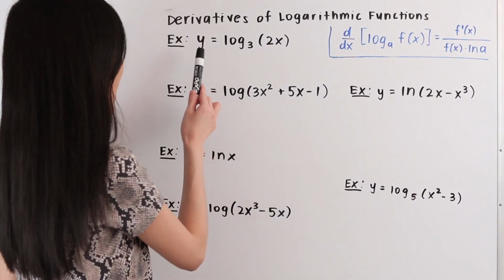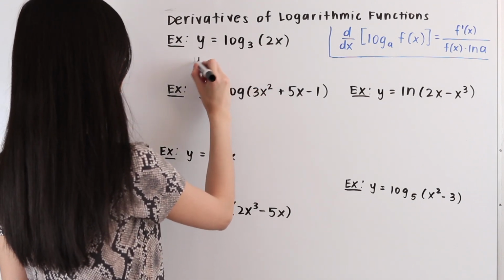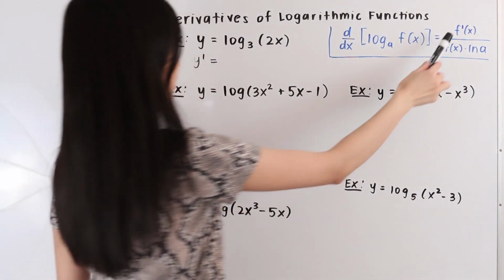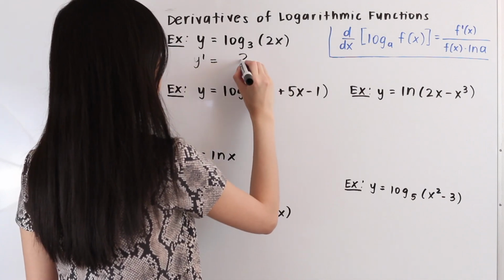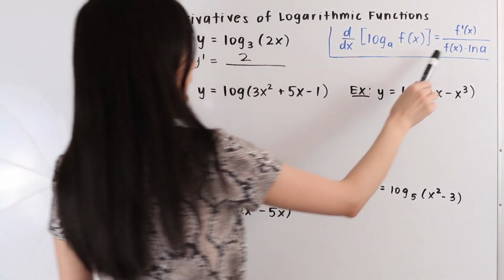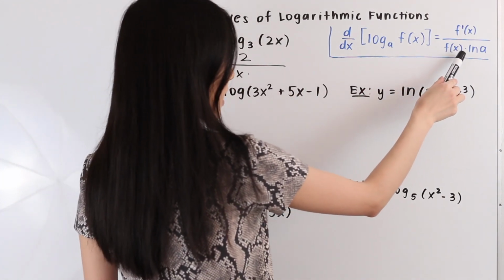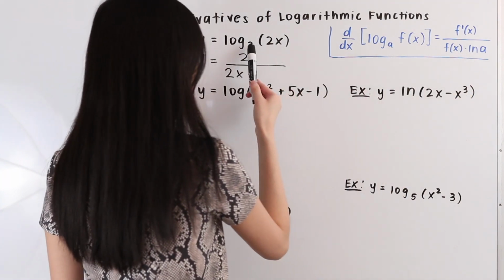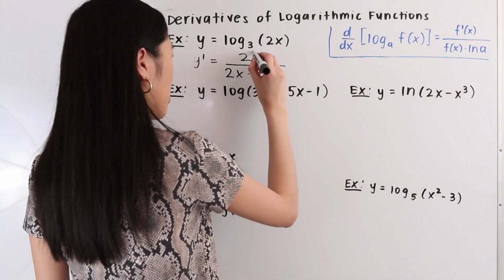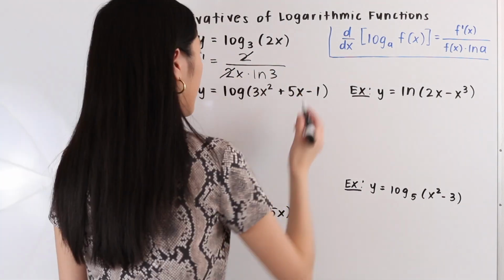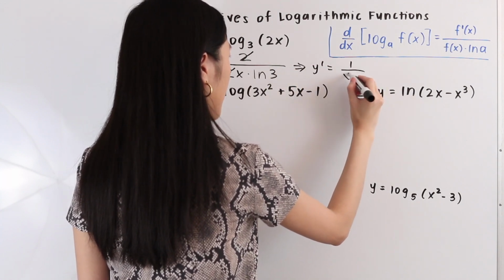So in this first example, we have y is equal to log base 3 of 2x. So let's go ahead and take its derivative. So we have y prime is equal to f prime of x. So f of x is equal to 2x. So taking its derivative, we have 2, and this is over f of x. So f of x is equal to 2x, and then we're going to multiply by the natural log of the base. So here our base is equal to 3, so we're going to multiply by the natural log of 3. And we can see here that this 2 in the numerator cancels out with this 2 in the denominator, and we are left with y prime is equal to 1 over x times the natural log of 3.